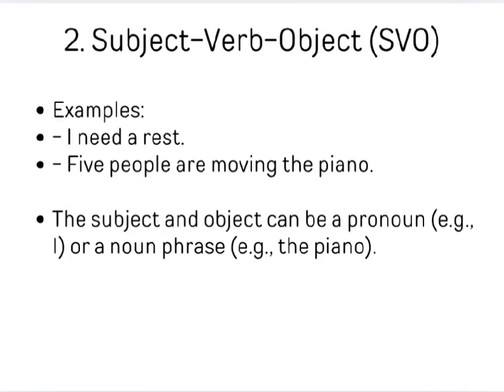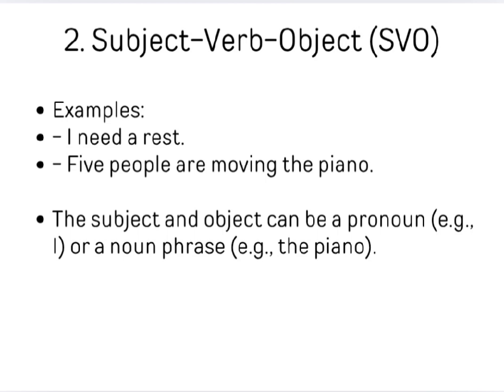The second type is subject, verb, and object. In these sentences, we need a subject, a verb, and an object. For example, I is the subject, need is the verb, a rest is the object. Five people is the subject, are moving is the verb, the piano is the object.